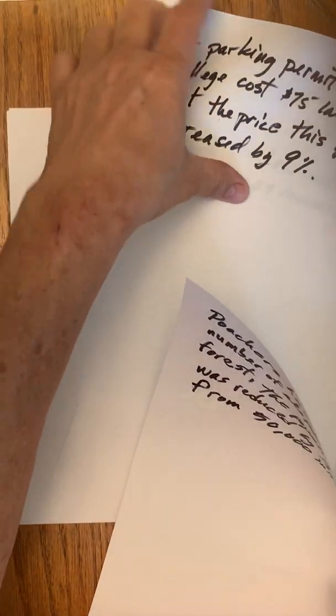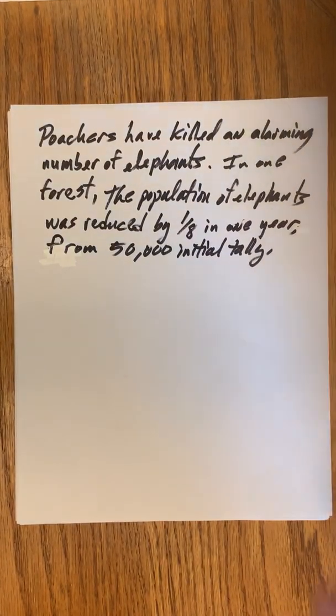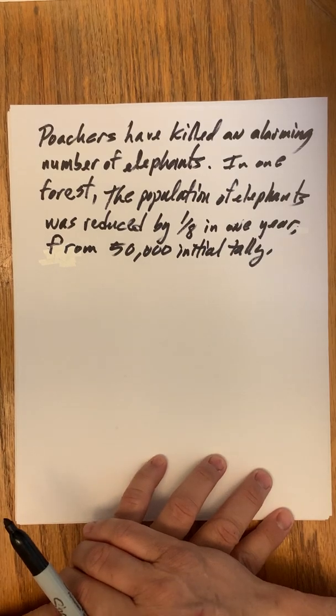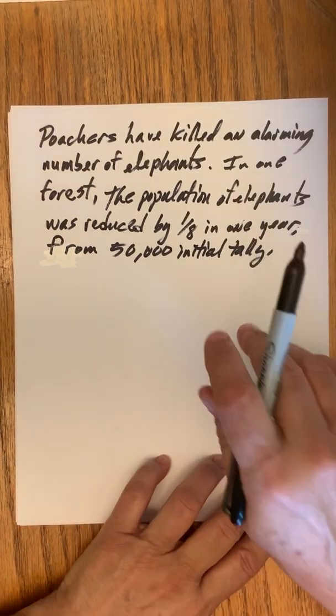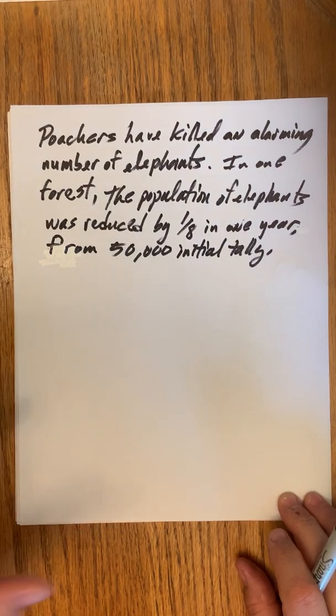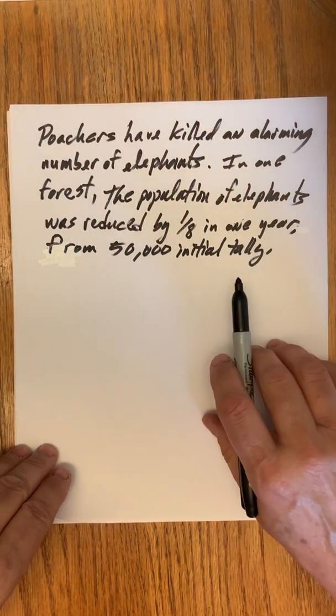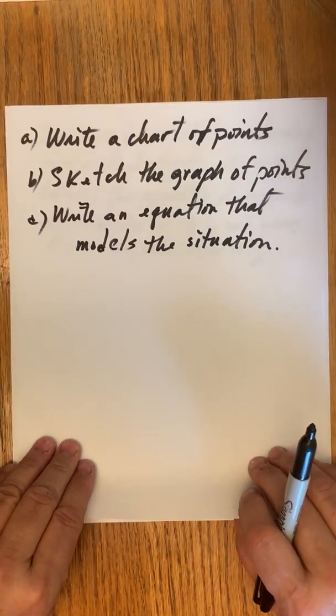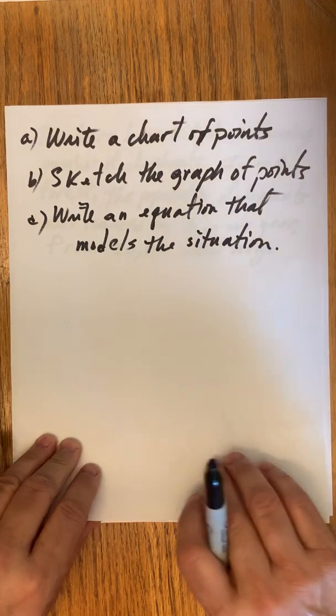Let's take a look at another example. Poachers have killed an alarming number of elephants, and in one forest, the population of elephants was reduced by 1/8 in 1 year, starting from 50,000 as the initial tally. So again, we're going to write a chart of points, sketch the graph, and then write an equation that models the situation.